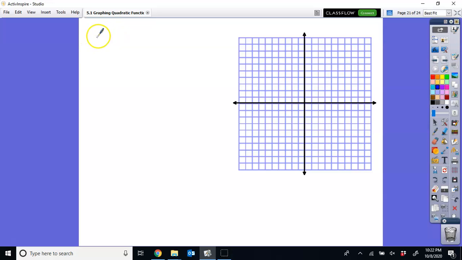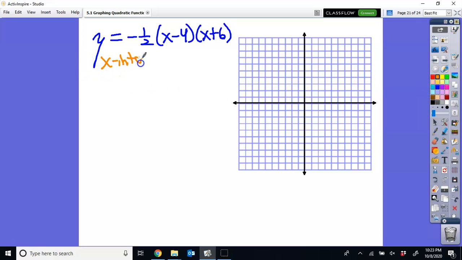So if you're the note taker, you may want to write this down. I'm going to use -1/2 times x minus 4 and x plus 6. So if I want to find the intercepts, like we talked about before, the x-intercepts are going to be when I plug in 0 for y.